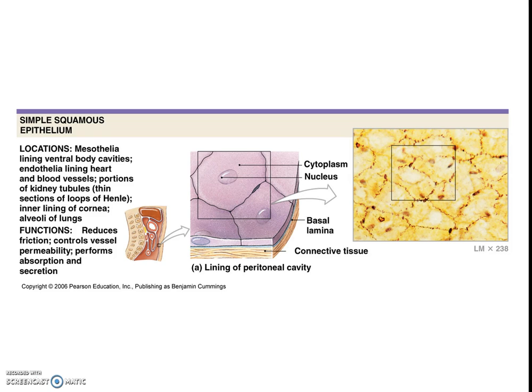In this case, it's simple, so it's one cell layer thick. It's squamous, meaning that the cells themselves are flattened. In other words, their height isn't near as tall as their width, so they're fairly flat cells. Now, we're going to see these type of cells in places where we need very thin surfaces, particularly where we're going to exchange things across the surface of the cells. So it's going to reduce friction. It's going to allow things to go through them, such as gases or fluids, and it's going to be able to perform more absorptive or secretion activities.